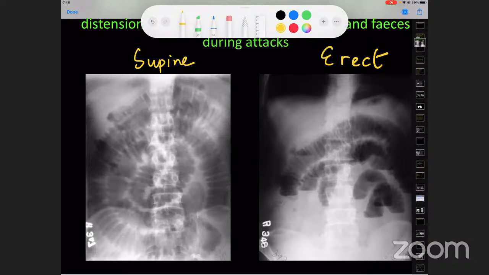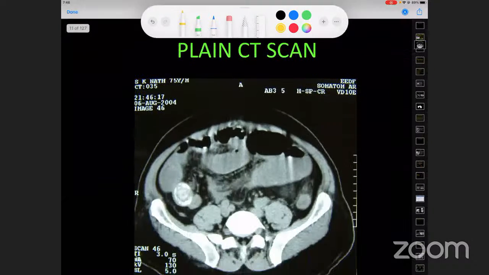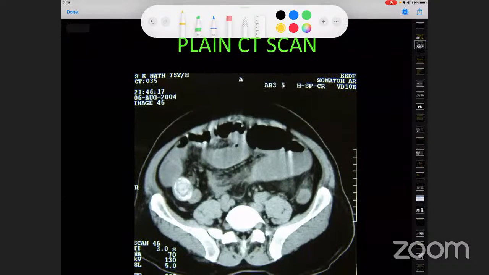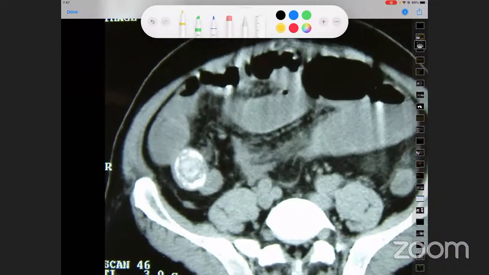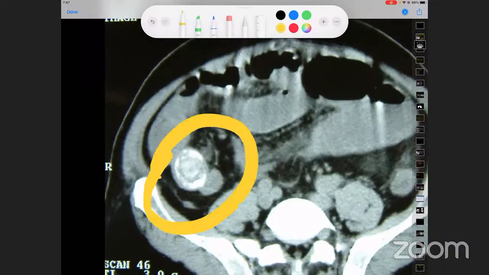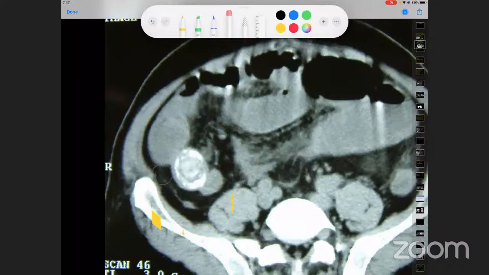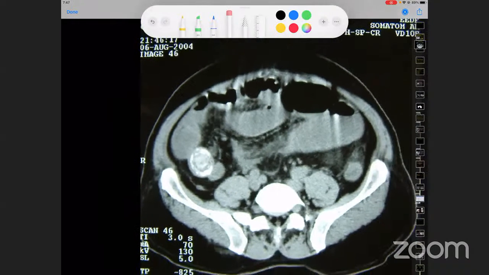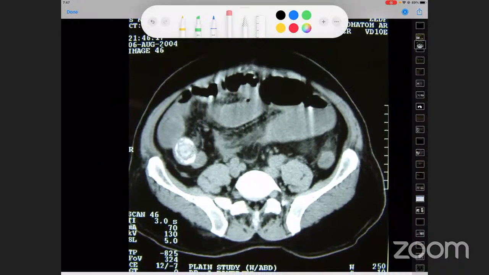Here in the CT scan, I could see an oval radiodense lesion, exactly in the right iliac fossa, which is inside the small bowel. In a single section, it is very difficult to say whether it is a jejunal or ileal portion of small bowel, but the area is definitely ileal. The proximal jejunal loops are dilated.